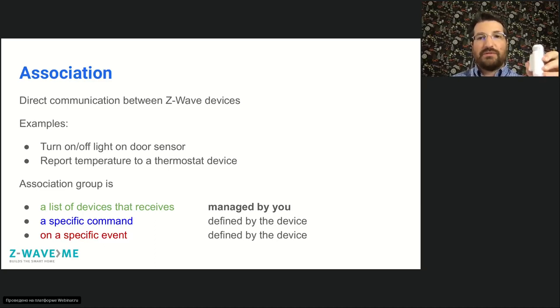For example, for this device, the door open-close event will send a switch on-off command, and the list of devices that will receive this command is the only thing that is managed by you. The specific command that is sent by the device and the event that will trigger this send operation are defined by the device manufacturer and are described in the manual. You cannot change them in most cases.